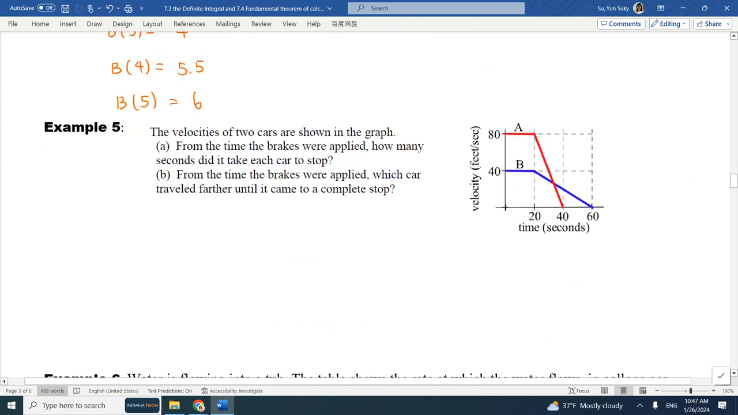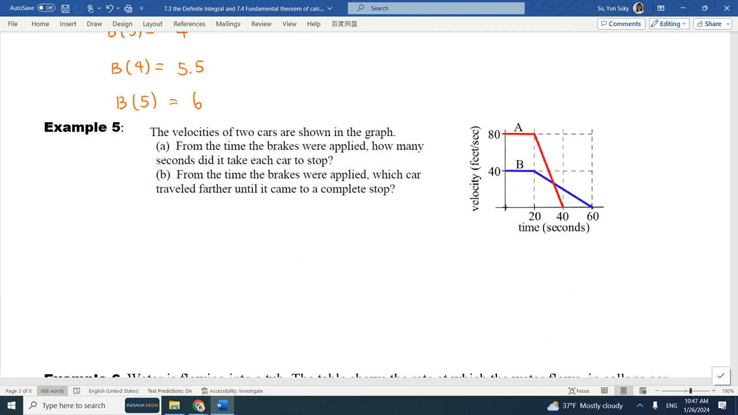Okay, example 5. The velocity of 2 cars are shown in the graph. From the time the brake was applied, how many seconds did it take each car to stop? And from the time the brake was applied, which car traveled further until it came to a complete stop?